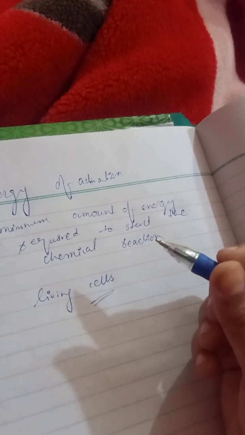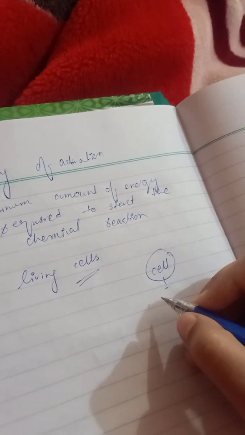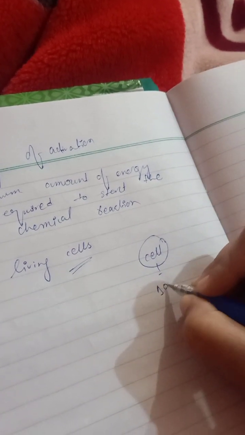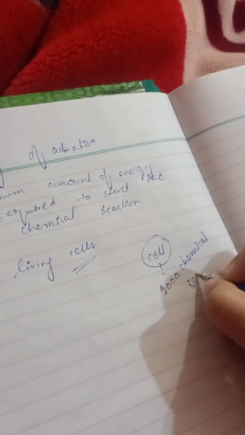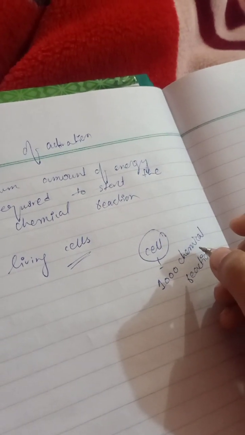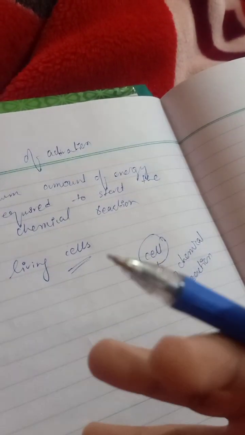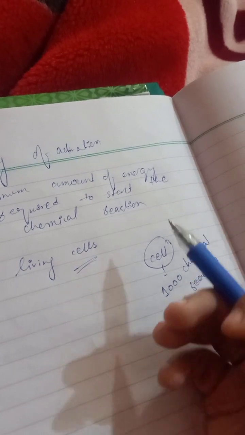In one cell, at any time, there are 1,000 chemical reactions being carried out. So the energy of activation required for such a large number of reactions cannot be provided by living organisms. So we have an excited state of the molecule.